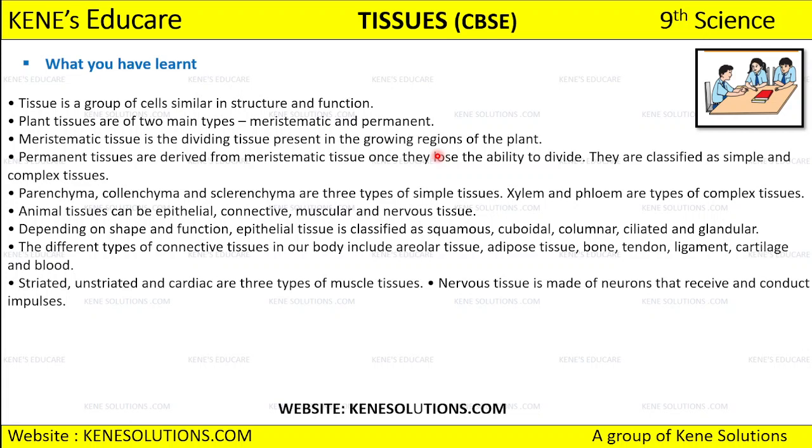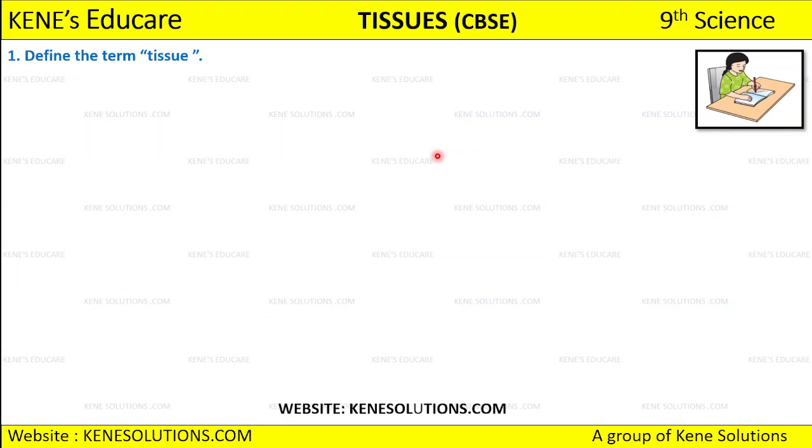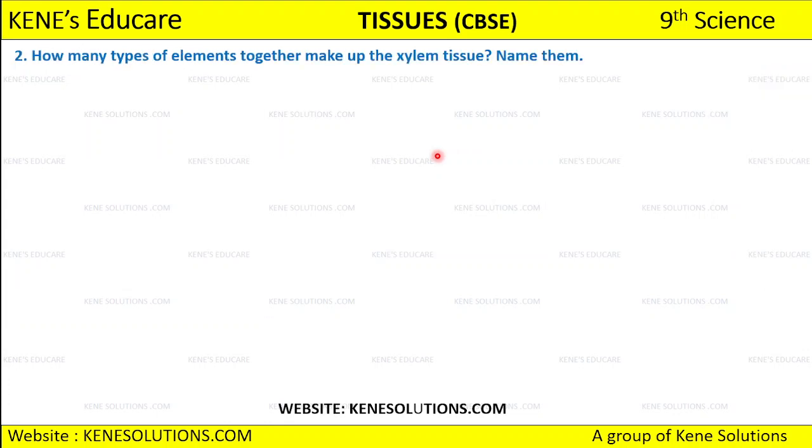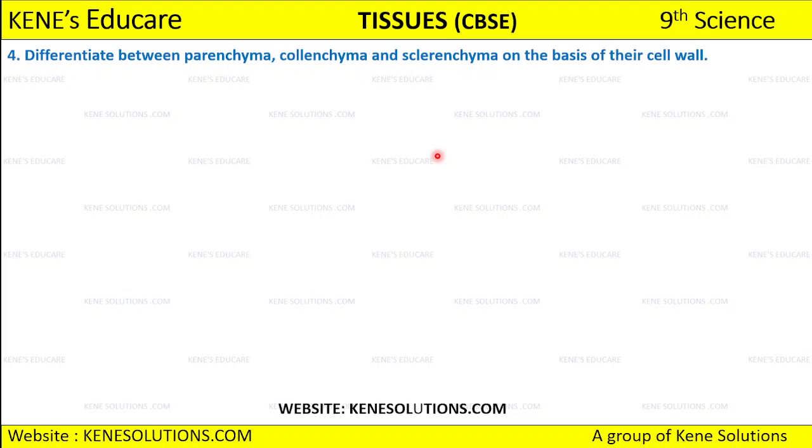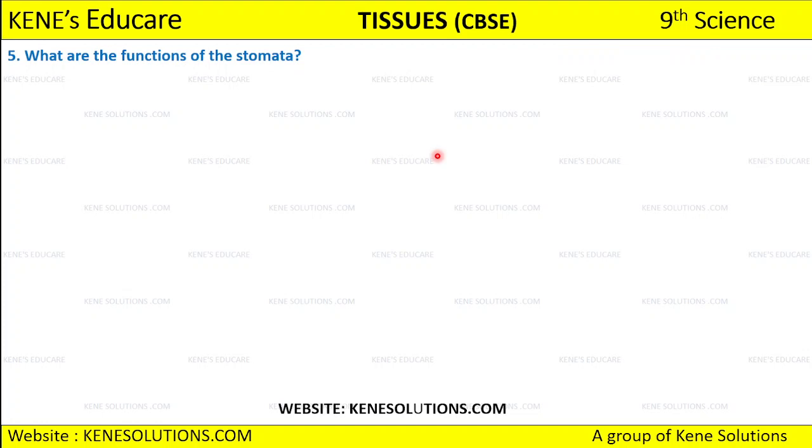So I'll just tell you the questions. First of all, you need to define the term tissue. Then you need to write the types of elements which together make up the xylem tissue, and you have to name them. Then you need to write how simple tissue is different from complex tissue in plants. After that we are going to differentiate between parenchyma, collenchyma and sclerenchyma on the basis of the cell wall that they have. After that we are going to write the function of stomata. What will we write? We are going to write the function of the stomata.